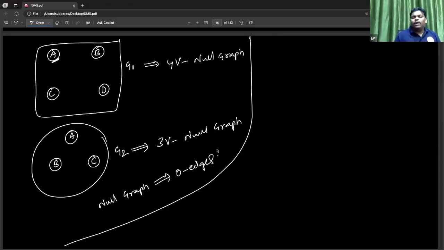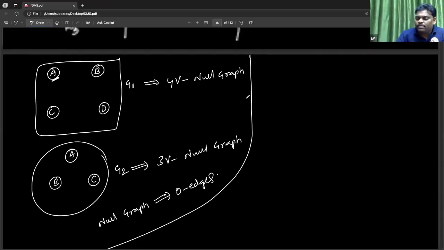The vertices we don't know, so they will say in the exam. They will say, listen everyone, 100-vertex null graph, how many vertices? 100. How many edges? 0 edges. Null graph means 0 edges. The vertices they will say.